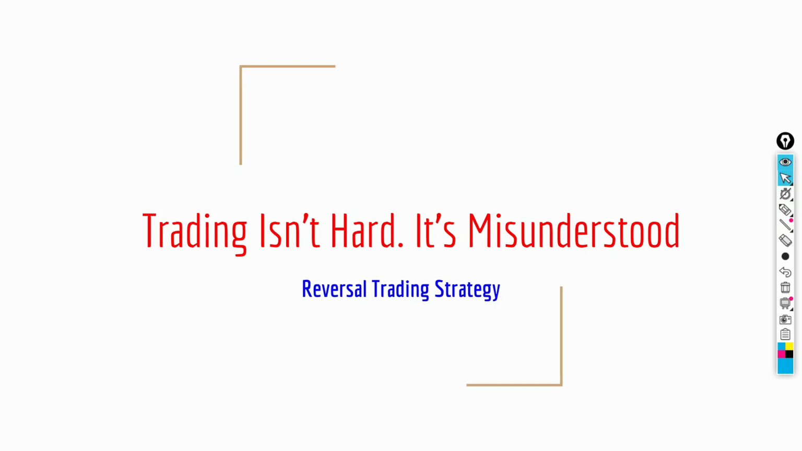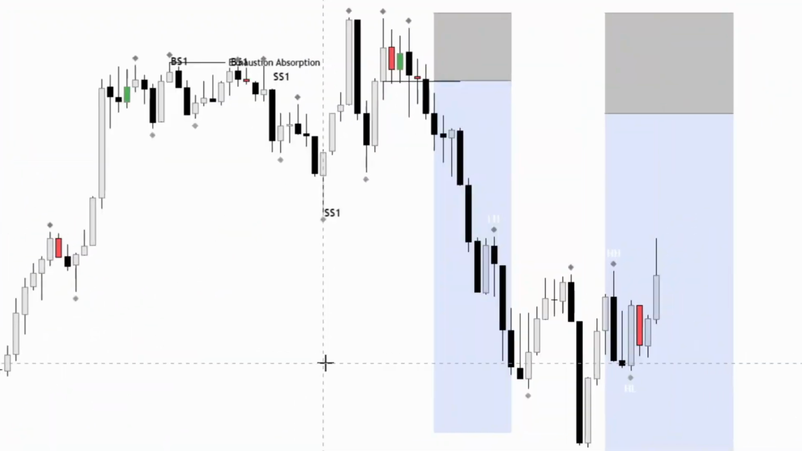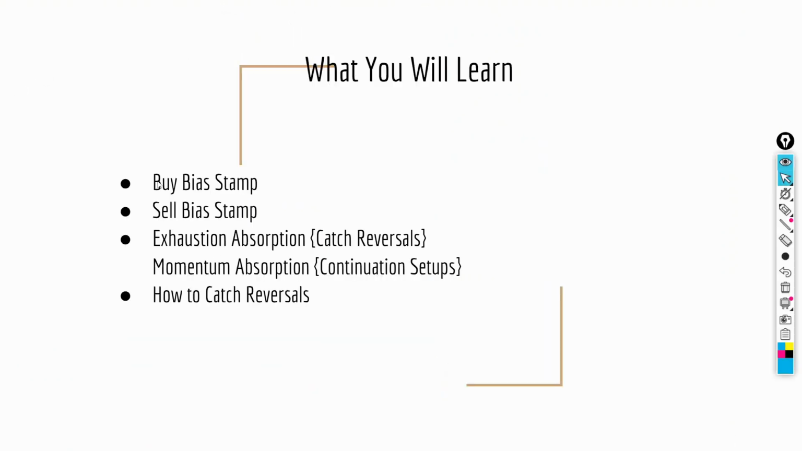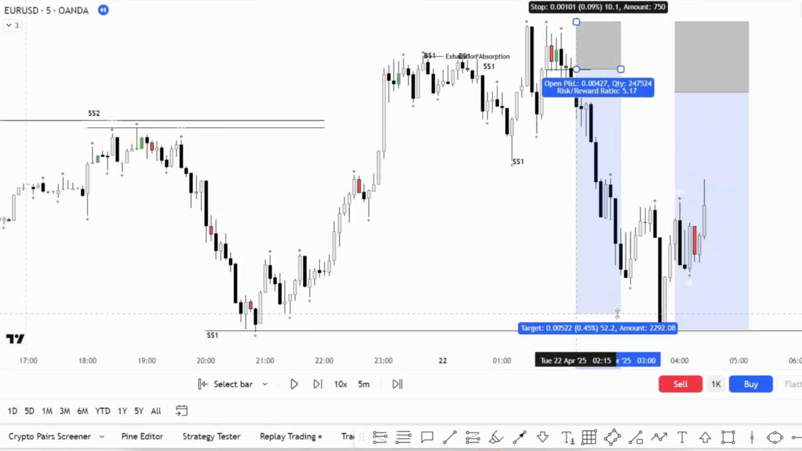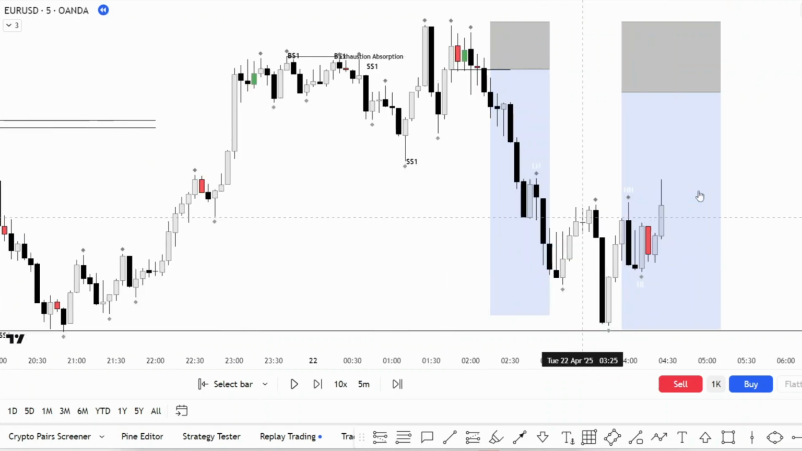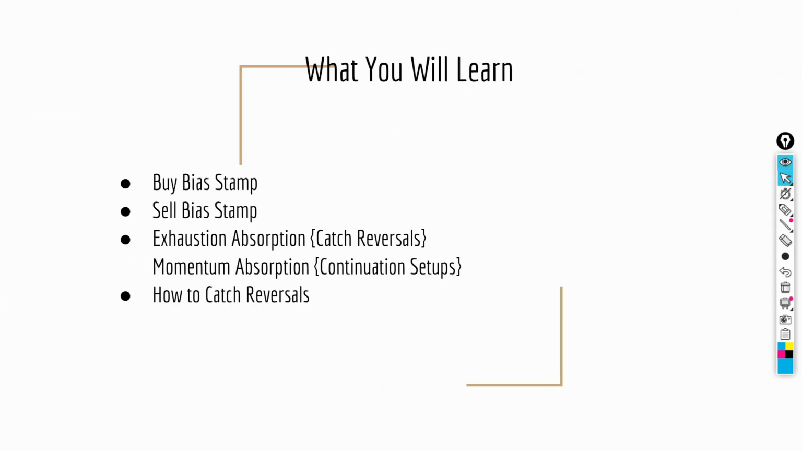Trading isn't hard, it's only misunderstood. This is a 1 to 5 risk to reward ratio. I'm going to teach you my buy bias stamp, sell bias, and exhaustion absorption, which is how to catch reversals, momentum absorption, which is continuation setups, and how to catch reversals practically. This is a 1 to 5 risk to reward ratio.